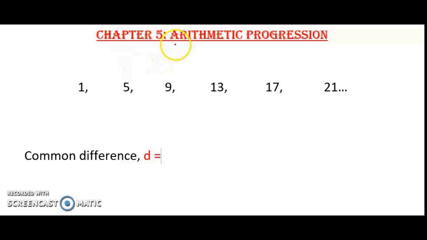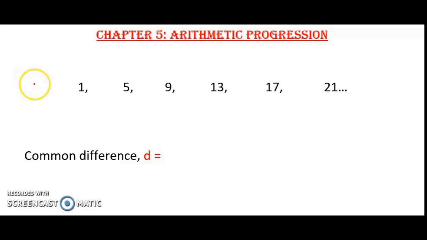So let's start. First of all, let's understand what is meant by Arithmetic Progression. Arithmetic progression is a special type of series in which the difference between consecutive numbers remains the same. That is known as arithmetic progression.